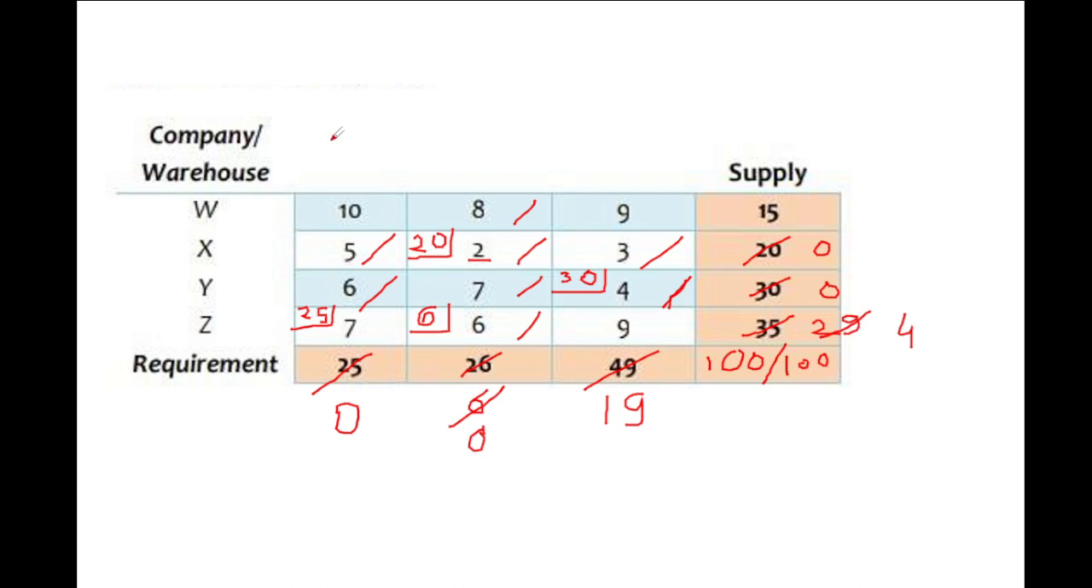Now since 0 is achieved, that is the demand is exhausted in column number 1, so we are going to cancel out this one, that is we are not going to use this one, and the remaining is this one. So the minimum is both the numbers, so first of all let's decide which number we are going to select. Suppose I am selecting this upper one, for this supply is 15 and demand is 19.